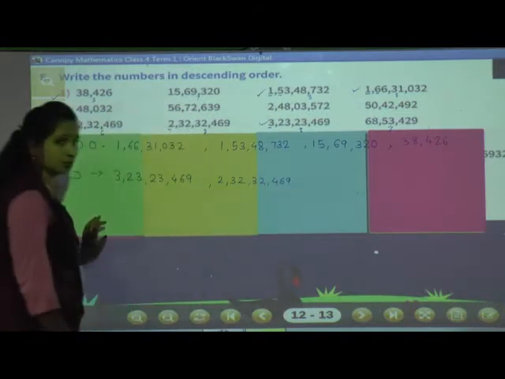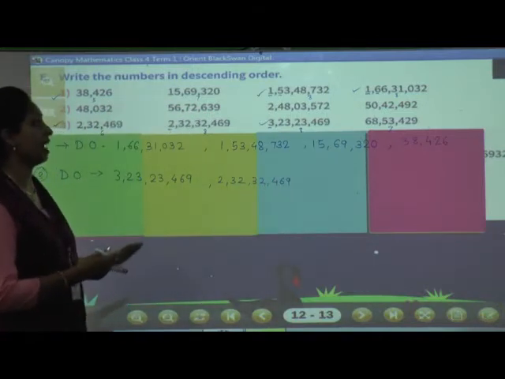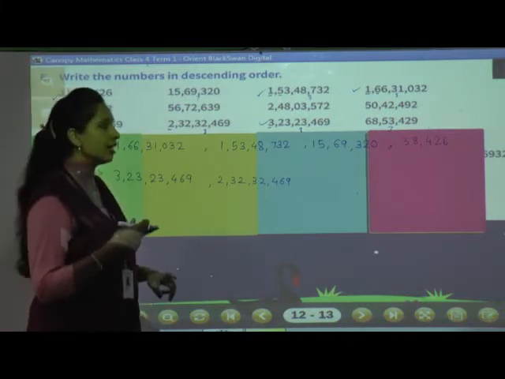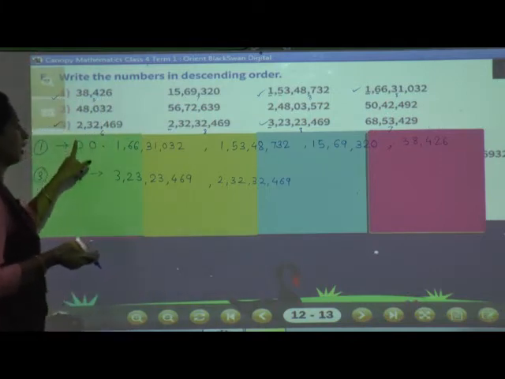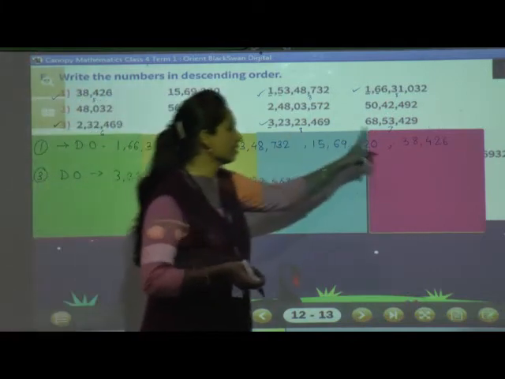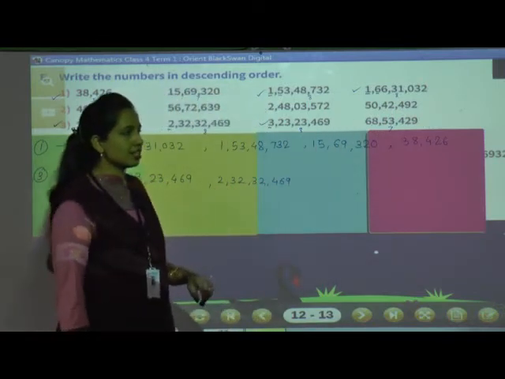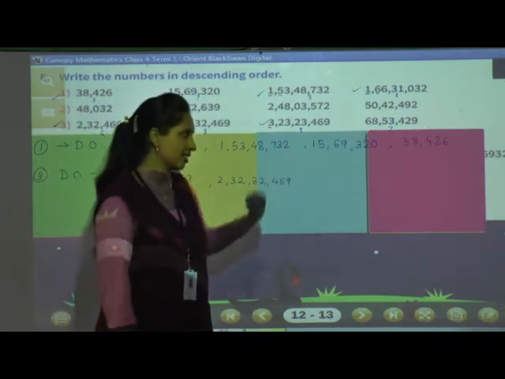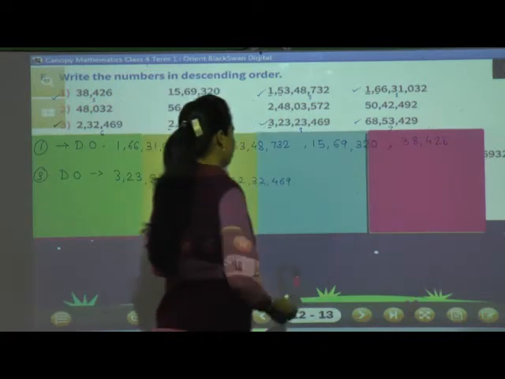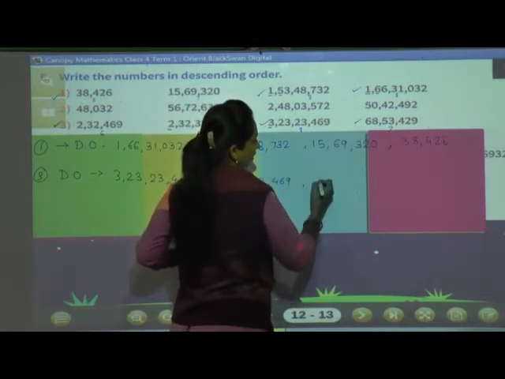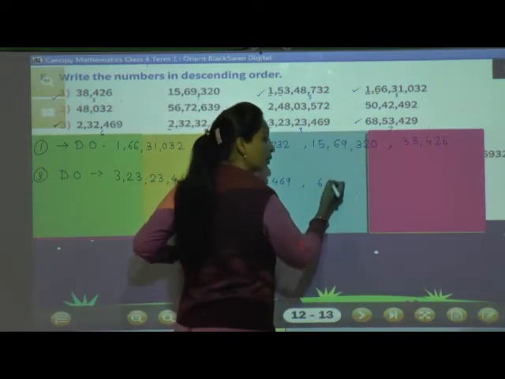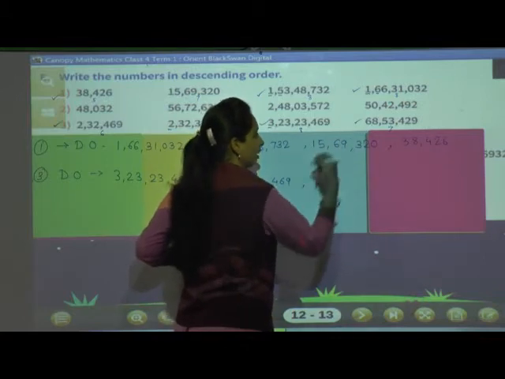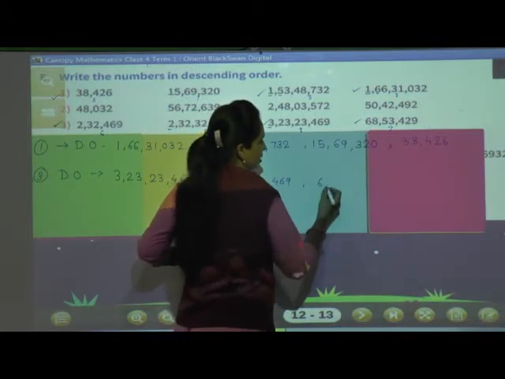32,469. Yes students, just don't copy the number as it is. You have to read the number. Okay. Now, 6 digits, 7 digits. Which is largest, 6 or 7? Yes, 7 digit. So just take the 7 digit number and write here. How do you have to write? By reading that number. Read the number.